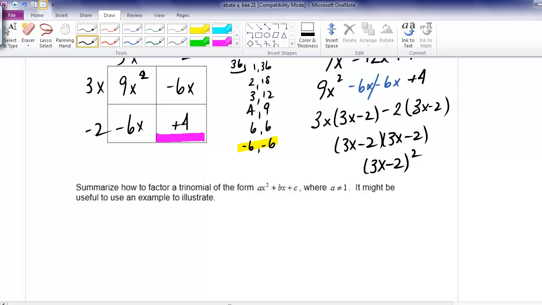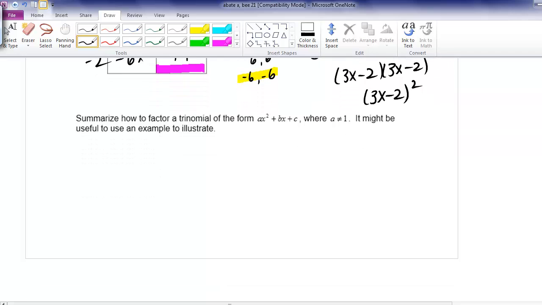So there's factoring a trinomial with a leading coefficient that is not 1. And what I want you to do for next class, which I will collect. So at the beginning of class, you're going to hand me a piece of paper, and it's going to have this on. Summarize how to factor a trinomial of the form ax squared plus bx plus c, where a does not equal 1. And basically, I want you to write me what you would write down on that little summary sheet that I gave you. You're going to put your name on it, and you're going to hand it in. And it might be useful to use an example as you explain.